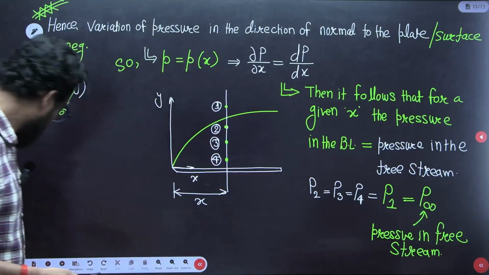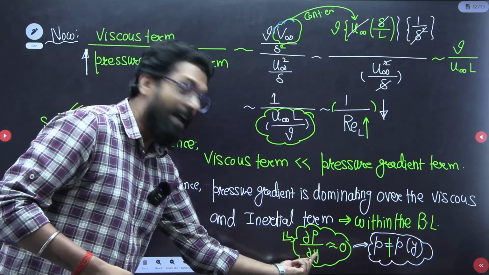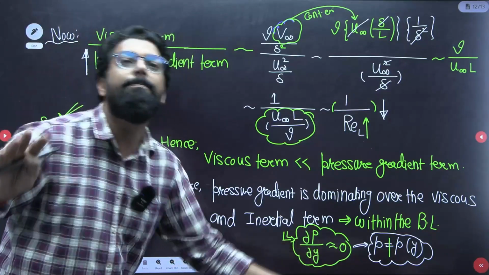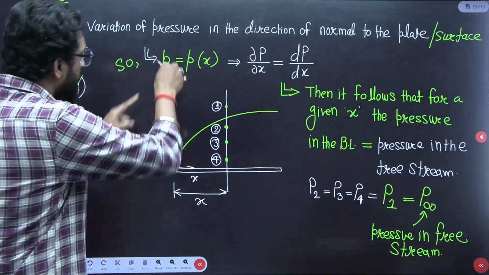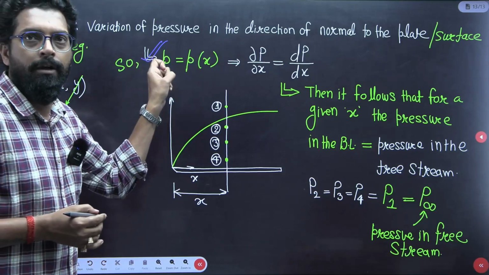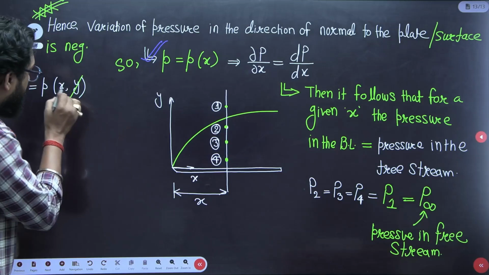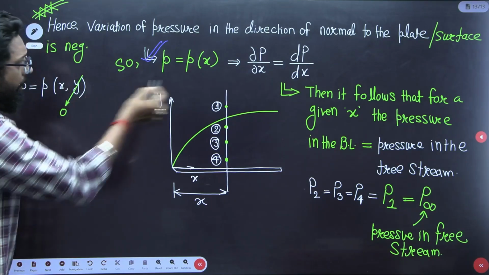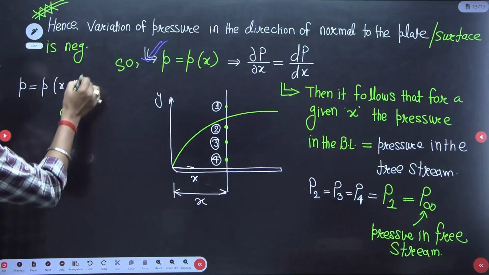It is negligible. That means, in the transverse direction, the change in pressure is negligible. That means the pressure is the same at all points at a particular x. Pressure is a field, and this field is a function of x and y. Initially, we have to check like that. But conclusively, we have just now said that pressure is not a function of y.